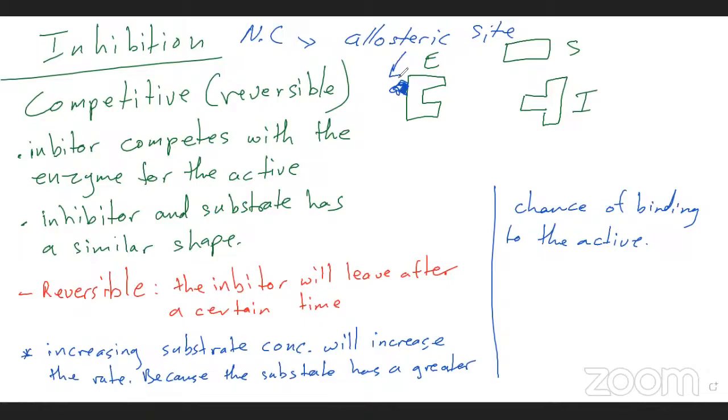Right? Now, in this inhibition, increasing the substrate concentration will not help because the inhibitor and the substrate are not competing for the active site. When they are competing for the active site, increasing the concentration of the substrate can help. But in non-competitive, it cannot help.